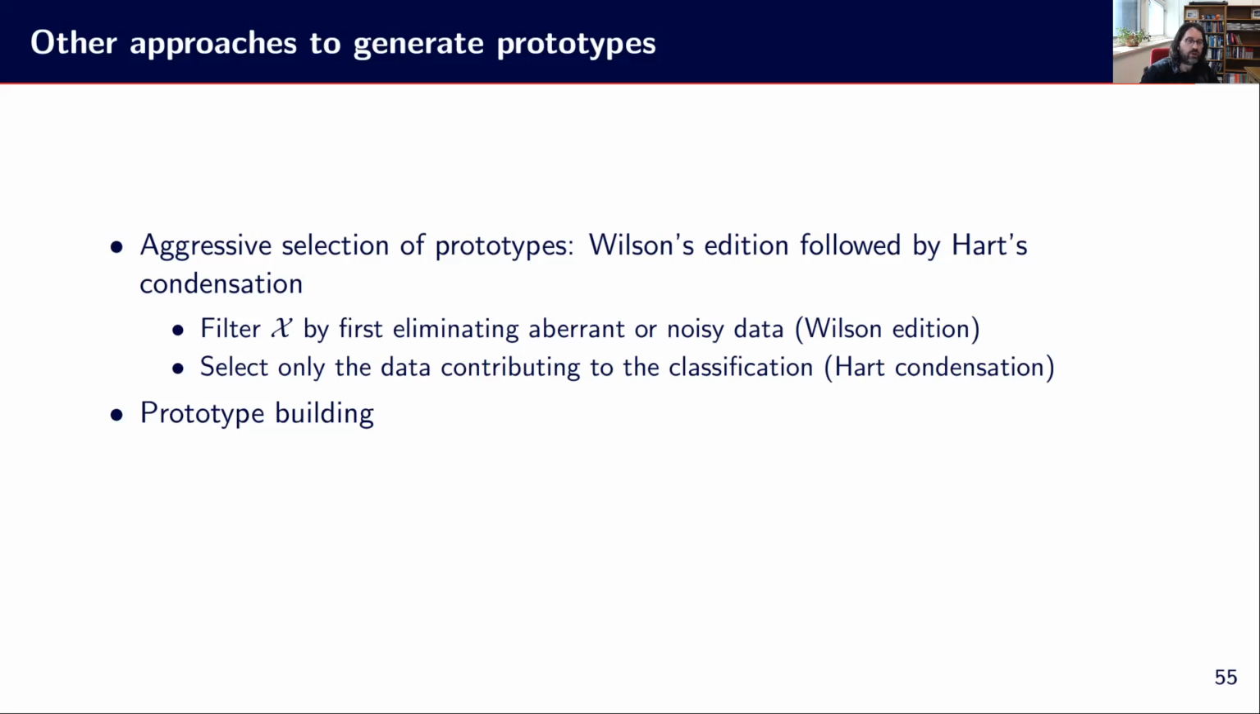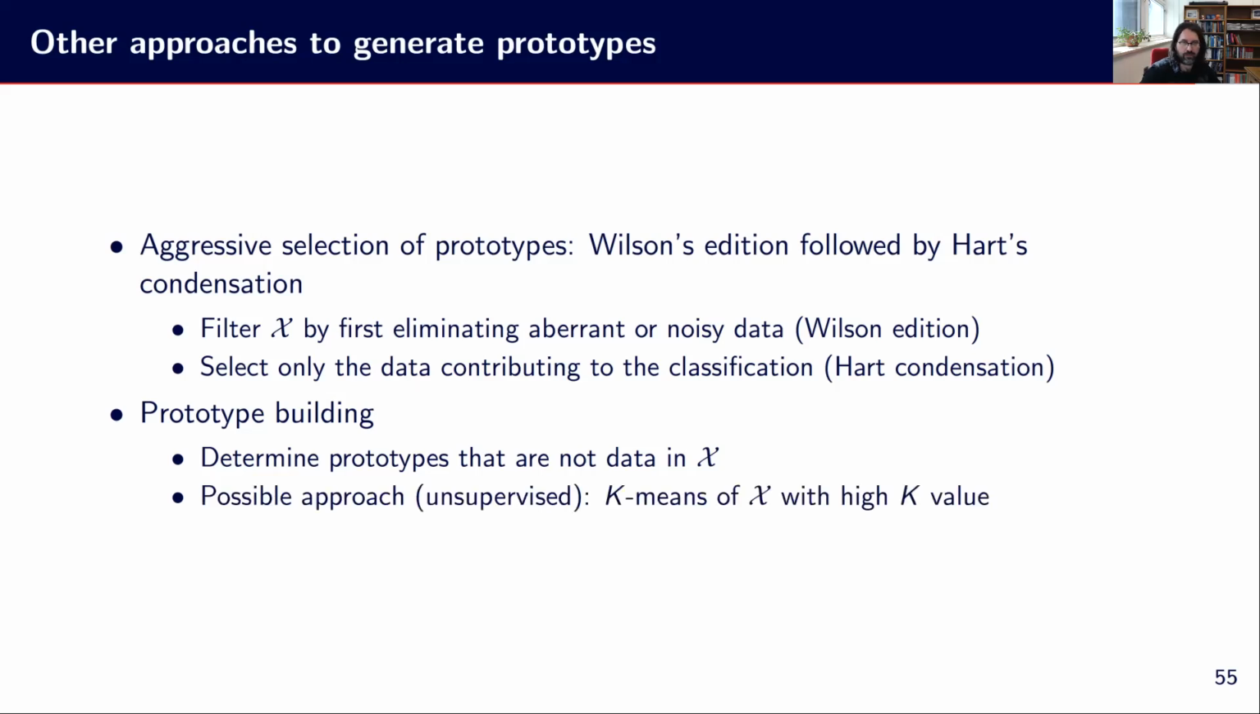And that's one approach. Another approach is what we call prototype building. So the idea is to determine synthetic samples, for example, that are not part of X, but that can be used for KNN classification. This is kind of different from the one we just explained. Wilson, Hart, or Wilson plus Hart are really basic approaches where we just keep samples from our training set that are useful. Here with prototype building, we are considering creating new prototypes, new samples, to achieve good performance in terms of KNN classification.